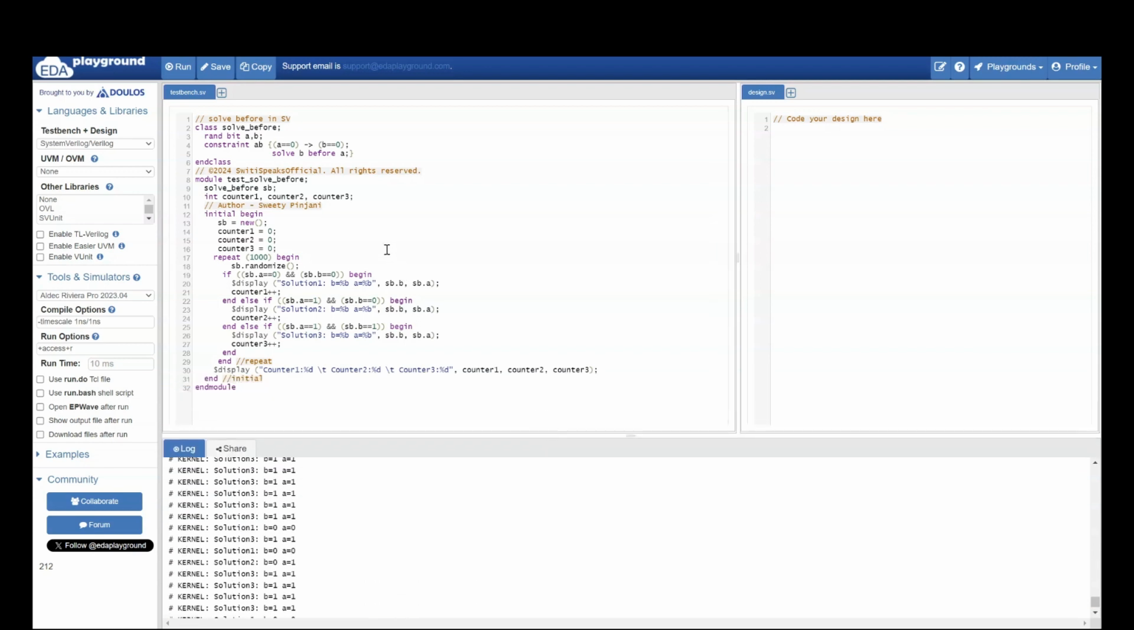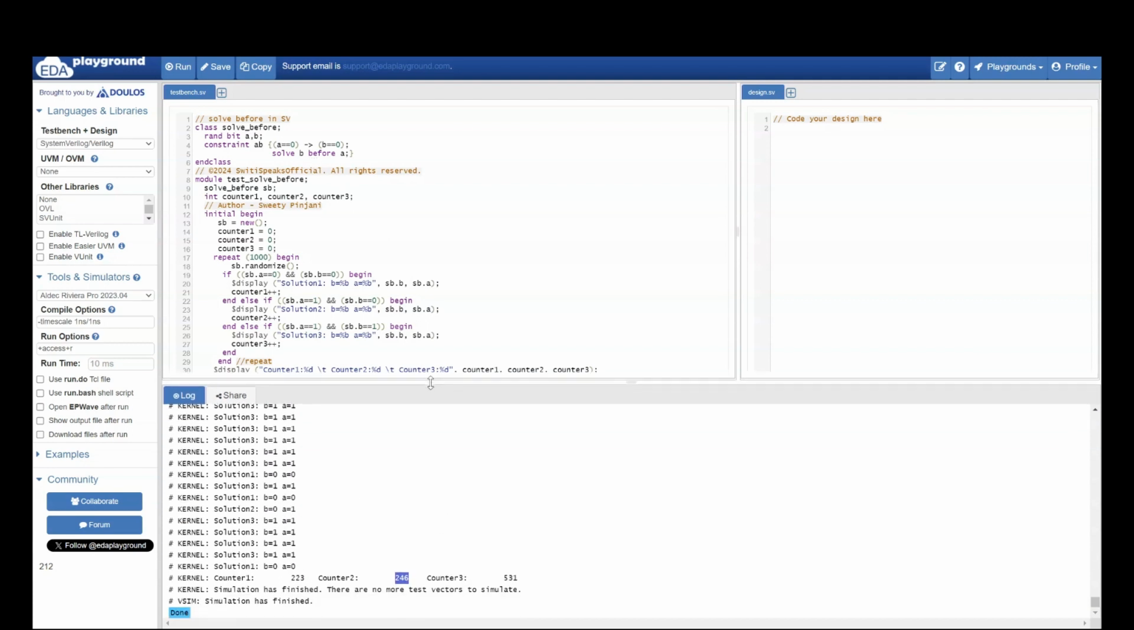Now with this example, you saw how in all three different codes the probability of the solution is changing. The solutions are the same. There are only three solutions: A equal to 0, B equal to 0; A equal to 1, B equal to 0; A equal to 1, B equal to 1. But the probability with which these solutions are getting generated is changing for every example. This is the power of solve before. You can change the distribution of the constraint solver.